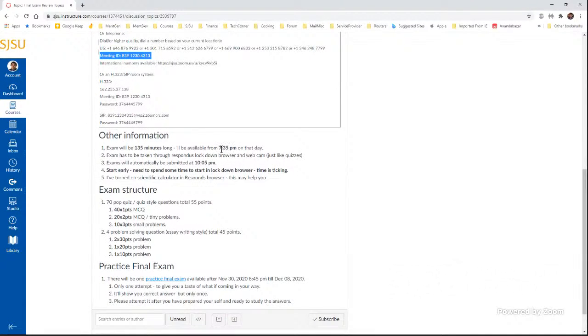It will be 135 minutes long. It will be available from 7:35 p.m., though your official time starts at 7:45, but I'll open it up 10 minutes early because you need to set up your lockdown browser, webcam, and all these formalities before you can start the final exam. So start early, just set it up from 7:35 and keep on your examination and all these Canvas quizzes on that day. Remember, it will be automatically submitted at 10:05 p.m., 5 minutes after the university specified time, just to make up for some delay and technical glitches. Nonetheless, start early so that you don't lose your time.